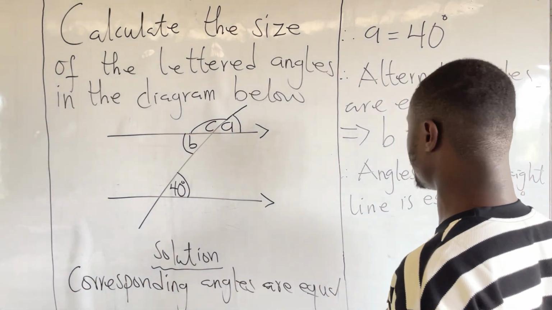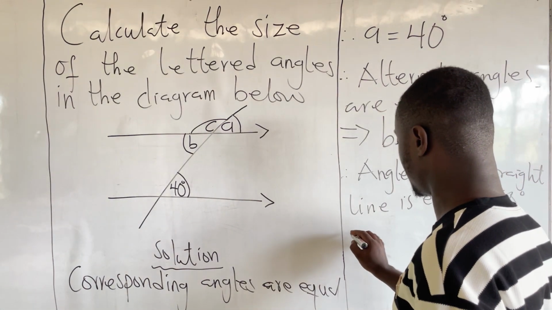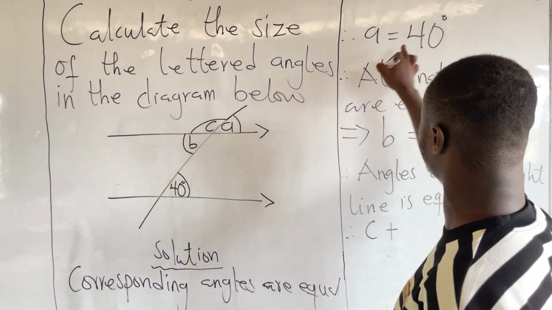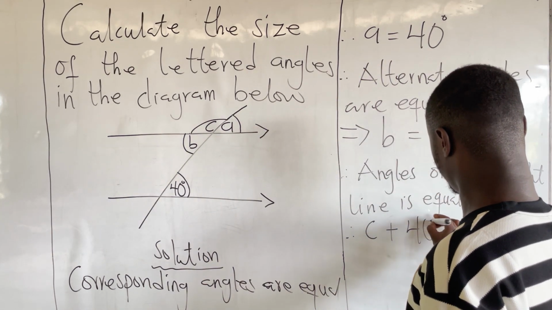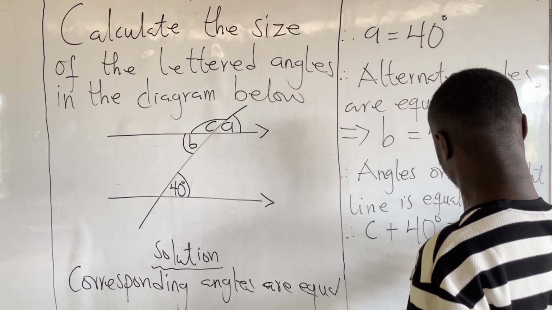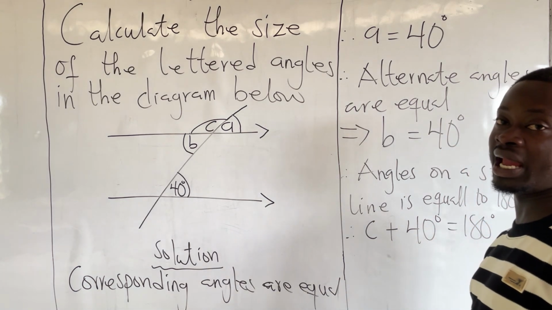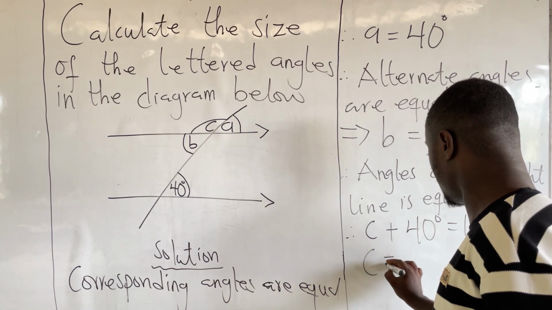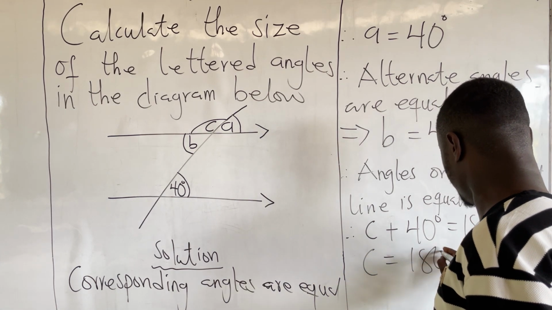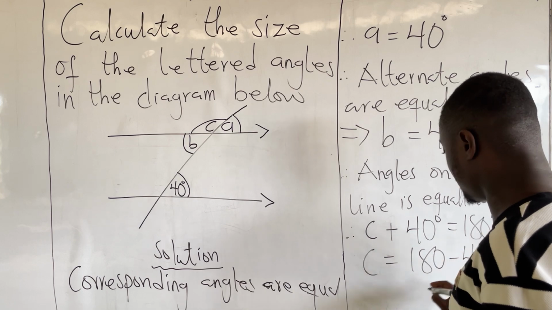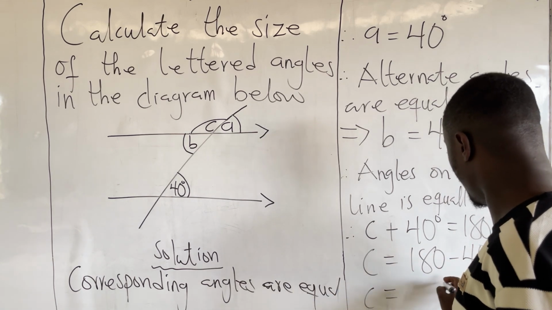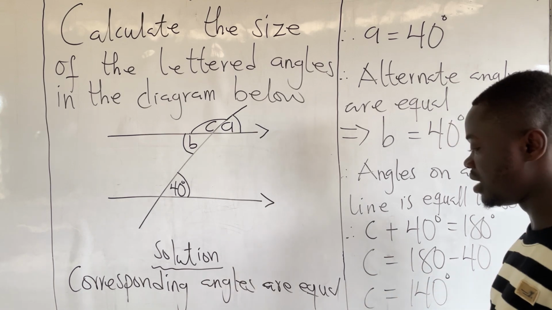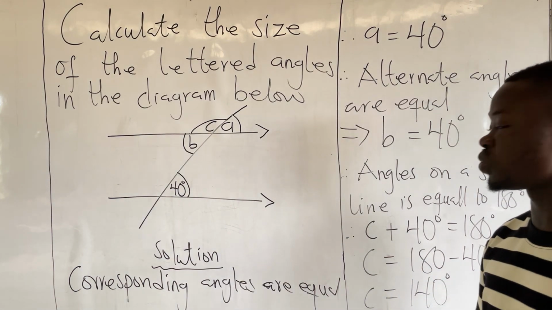Therefore, C plus A. Now we know that A is 40 degrees. C plus 40 degrees will be equal to 180 degrees because they are angles on a straight line. Therefore, let's solve for C. C will be equal to 180 minus 40 degrees. 180 minus 40 is 140 degrees. Therefore, angle C is 140 degrees.